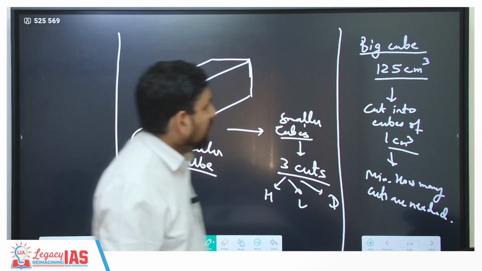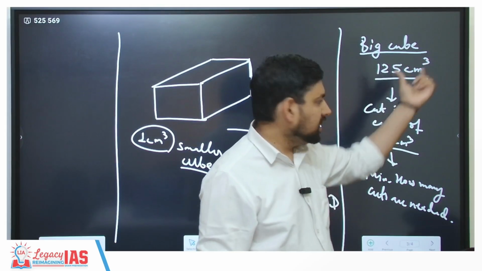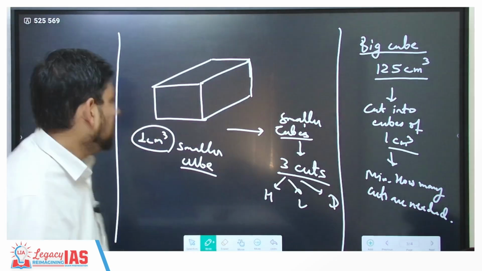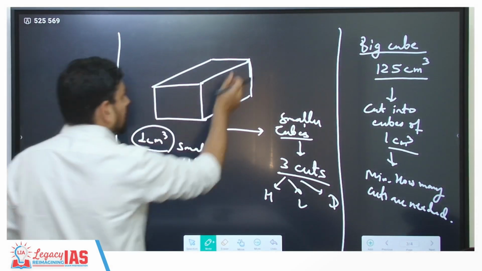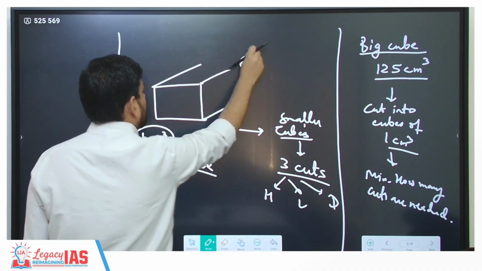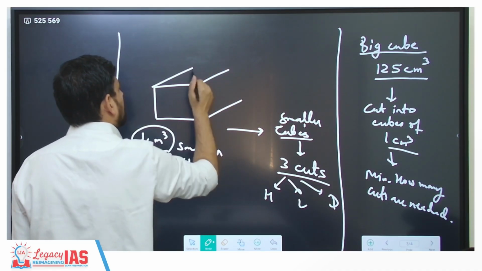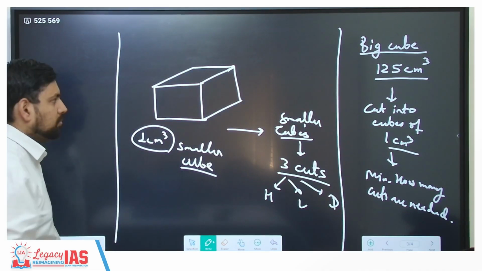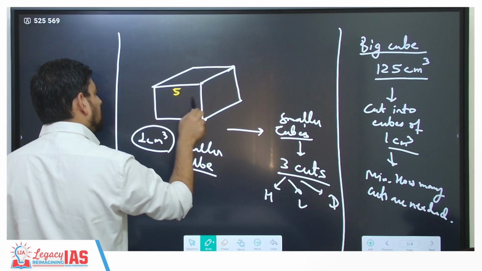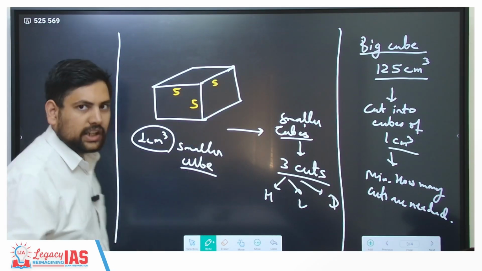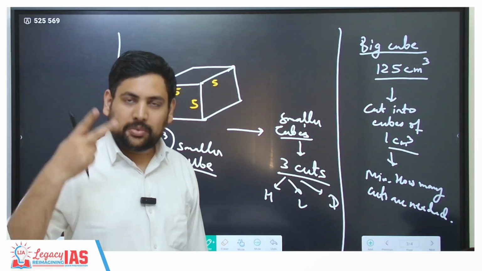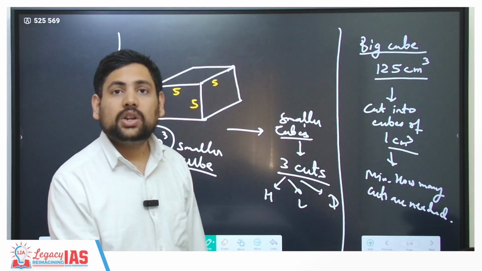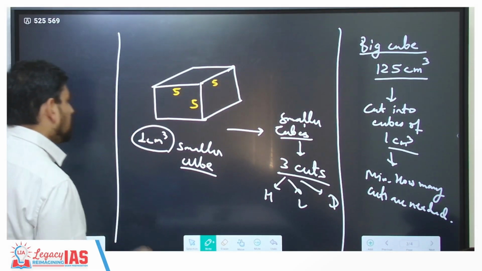So basically, if I have to cut this 125 centimeter cube into 1 centimeter cubes, how does it look? It looks something like this. Let me make it more like a cube. For 125 centimeter cube, it will be 5, 5 and 5, because volume of a cube is length into breadth into height. So 5, 5, 5 multiplied 3 times gives you 125 centimeter cube.